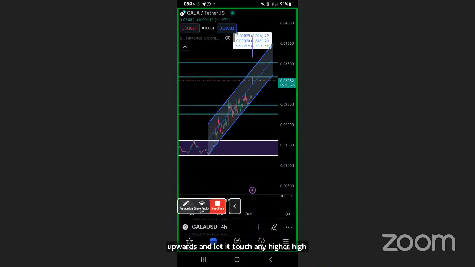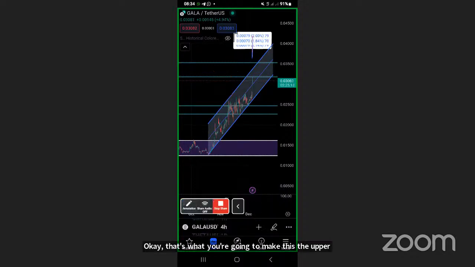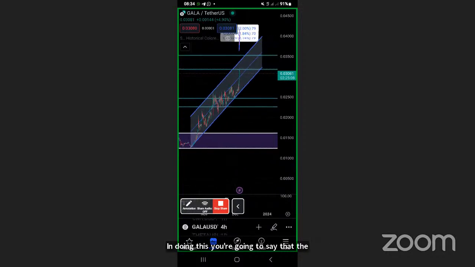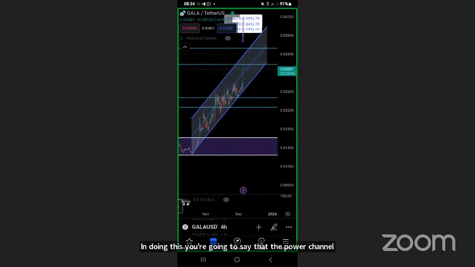If it touches any higher high, you look out for the highest higher high. That's what you're going to make the upper line touch. That upper line will now be your resistance. The lower line will be your support. In doing this, you're going to see that the parallel channel has 3 lines: the upper line, the lower line, and the middle line.